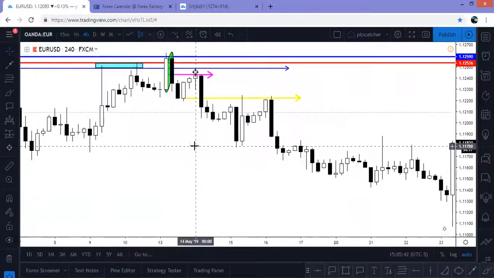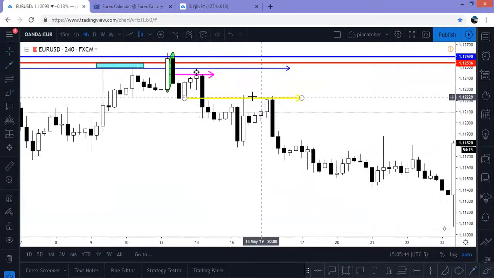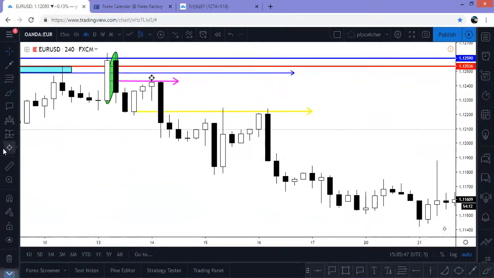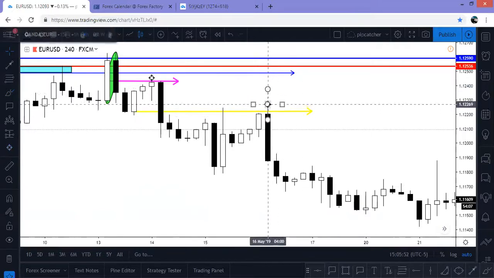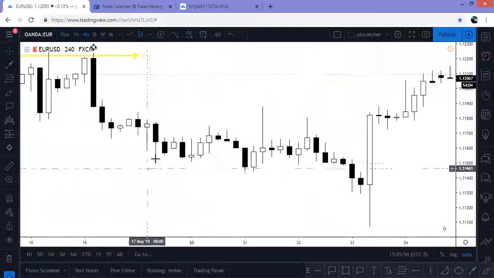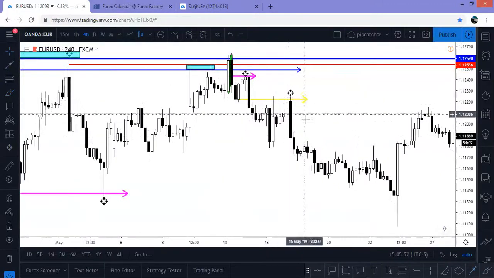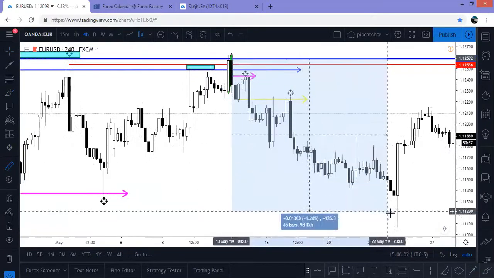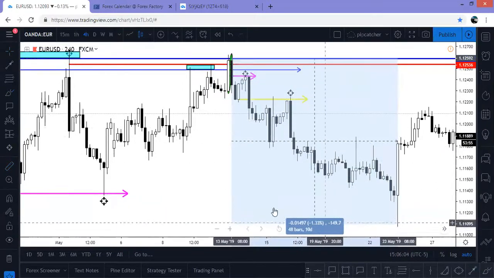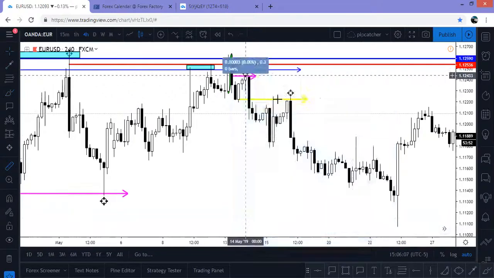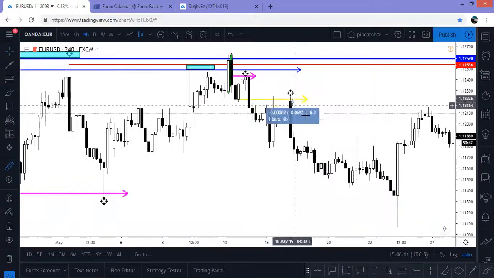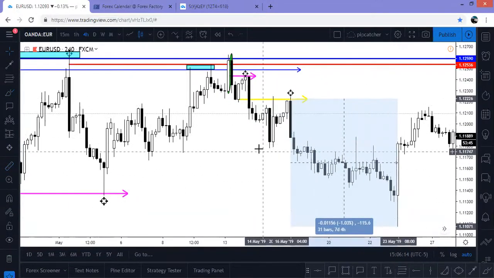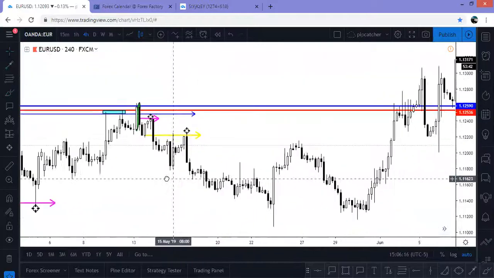And I'm not going to go down to the 15-minute because you guys can clearly see that this was a beautiful entry right here, right? So now we just ride this trend down. We ride this down. We entered all the way up here, 150 pips, 128 pips, and then 115 pips on that move there.